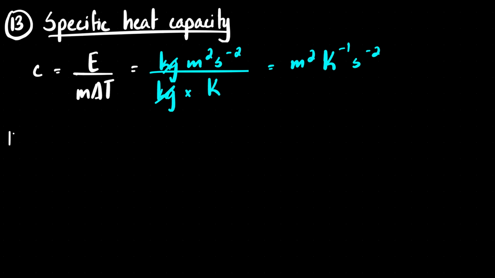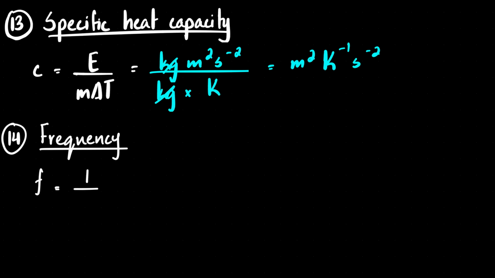Next, we just jump on to waves straight away, and in waves, one of those quantities which is not a distance like wavelength or amplitude, and we really need to find the base units of that one, is frequency. And the defining equation for frequency was this, 1 over the time period. So this is going to be 1 over second, and there is no second above, so it's just going to be s minus 1.